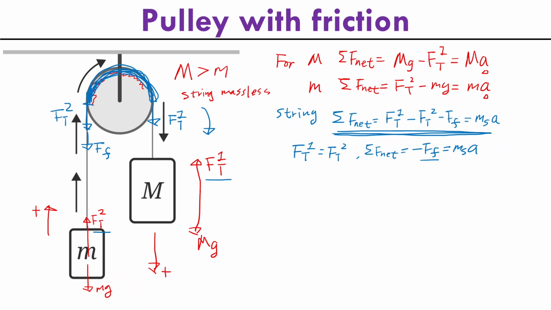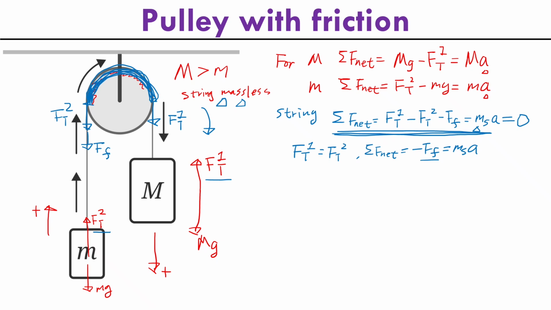There's one very important piece of information in the question we didn't use. That is, the string is massless. That basically says my m_s is 0. Then that basically says my net external force should be 0. In other words, the net external force on this small piece of the string should be 0. As a matter of fact, for any massless object, the net force on it should be 0.